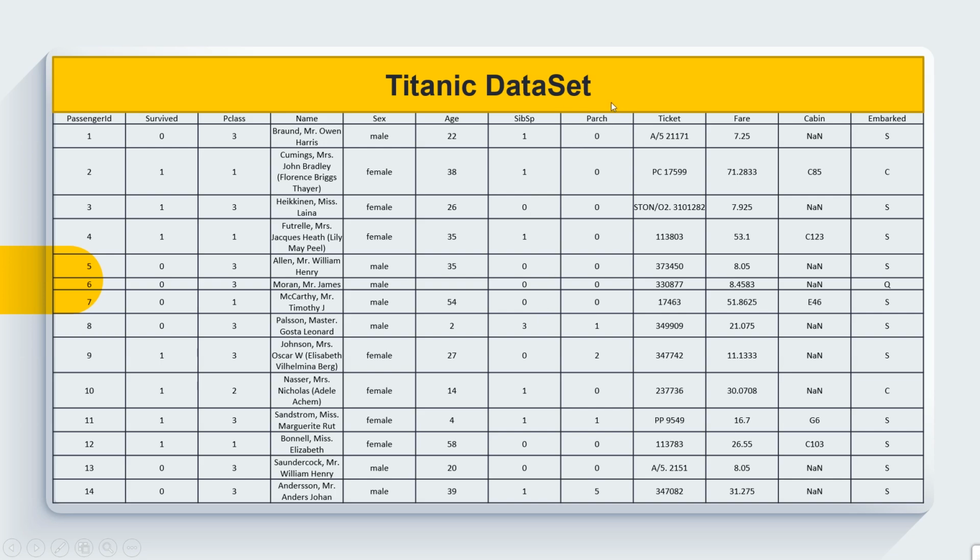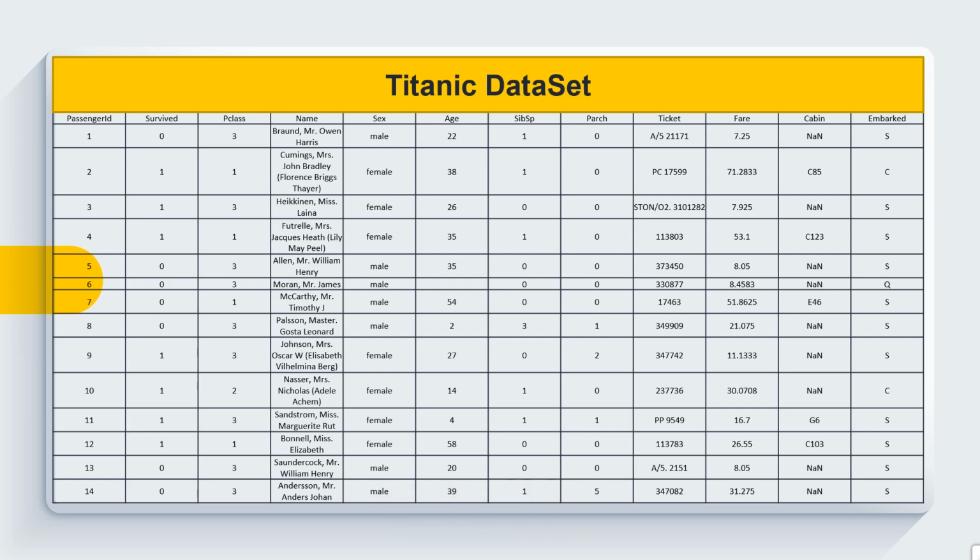Then we have Parch. Parch is the number of parents or children aboard the Titanic. And we also have some values. Then we have the ticket number, we have the fare, we have the cabin number and we have the embarked column. So in my embarked column we have three values. We have S, C and Q. So S generally stands for Southampton, C stands for Cherbourg and Q stands for Queenstown. So these are the features that we'll be applying our model on.